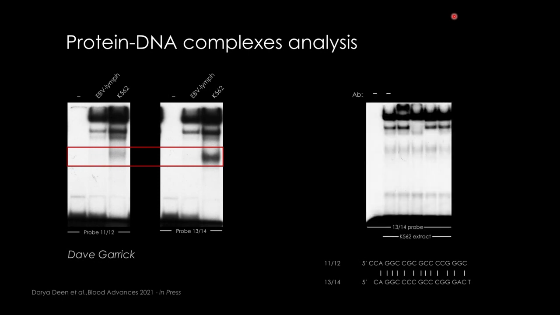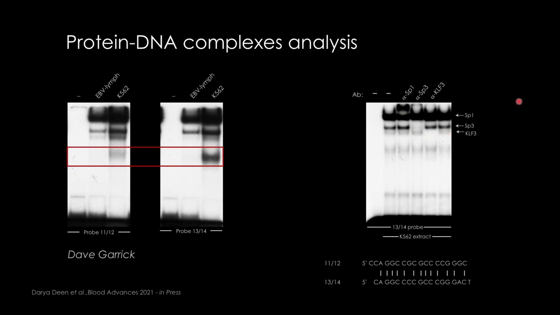So this is what he did. He used different antibodies against different SP and KLF transcription factors known to bind those GC-rich sequences. He did SP1, and you can clearly see we have an additional spot of SP1 on the top here. Then SP3, in this case the band disappeared, and then KLF3, also called BKLF, where the band disappeared.